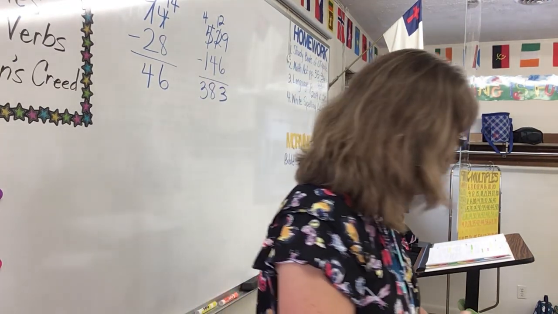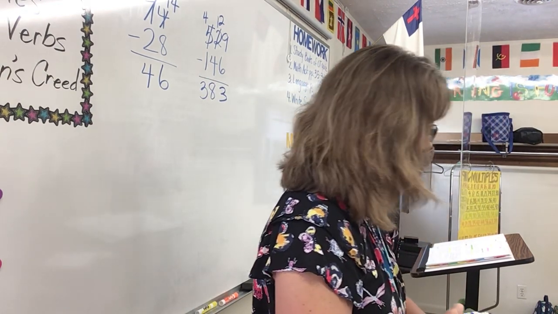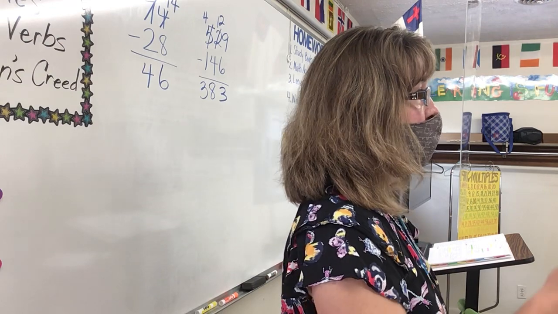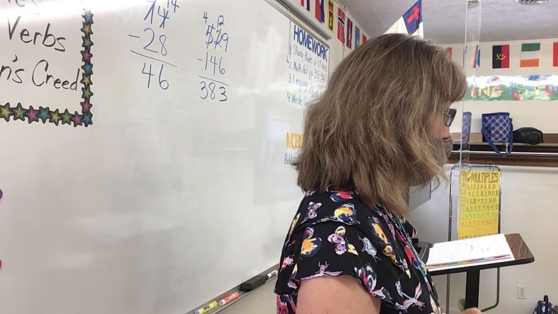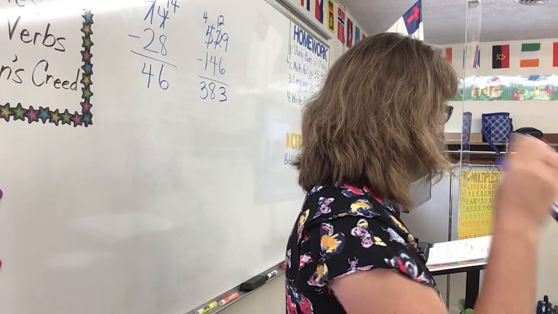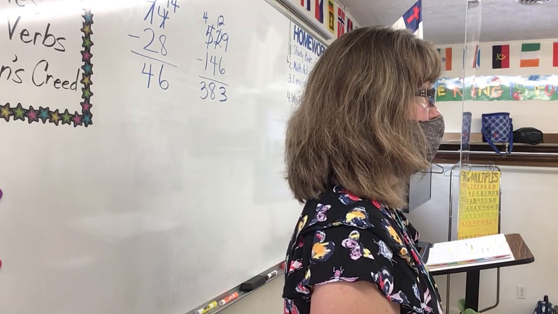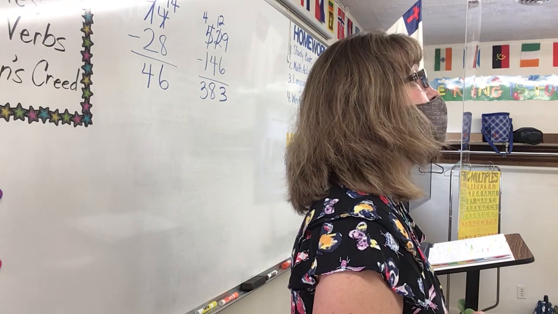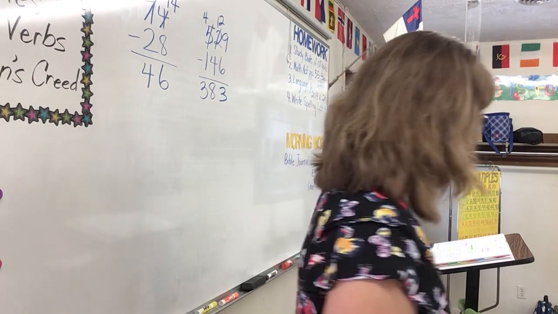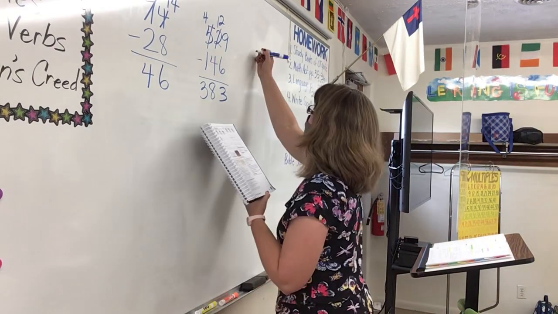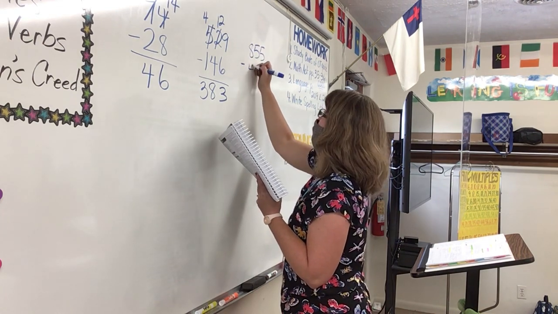And then the next one is, okay, same thing. We're going to estimate the answer. So 855 rounds to 900, and 489 rounds to 500. So what's 900 minus 500? 400. Okay, so circle 400. And then let's do the subtraction. 855 minus 489.